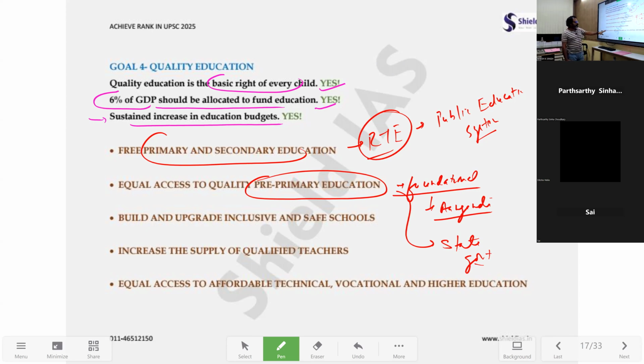And then equal access to affordable technical vocational higher education. So we are talking about what to be done after universalization. We talked about universalization and specialization. So we discussed that till class 8th universalization is required. For this, these things are required. Then class 9th onwards, specialization is required. That is diversion as per the skills and the capacities of the students. Hence technical, vocational and higher education diversification. And we have taken the example of Government of Delhi, yes, School of Specialized Excellence.